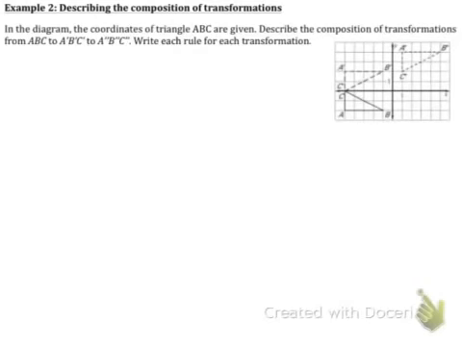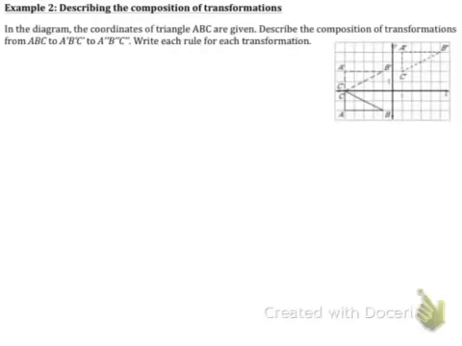Okay, example 2. In the diagram, the coordinates of the triangle ABC are given. Describe the composition of transformations from triangle ABC to A prime, B prime, C prime to A double prime, B double prime, and C double prime. Write each rule for each transformation.